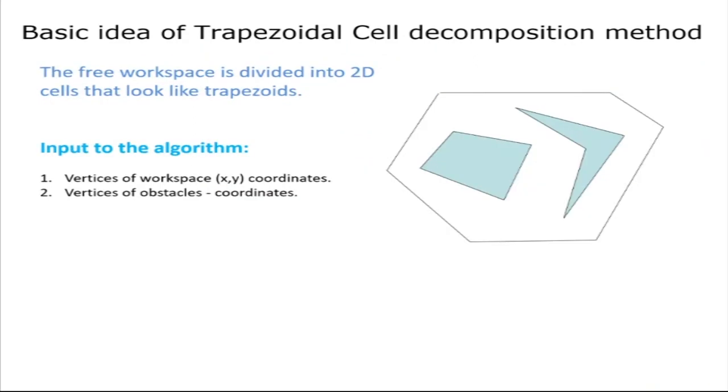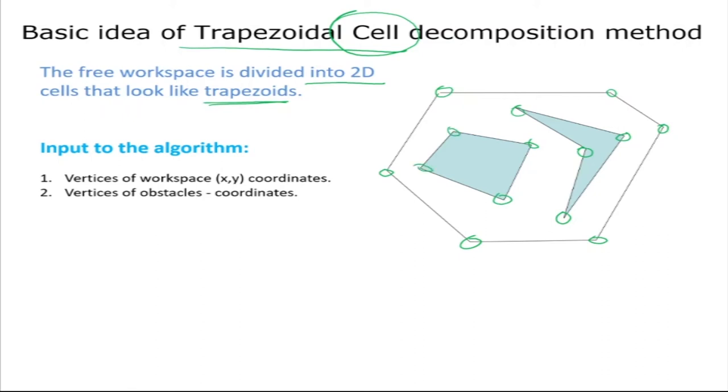Now the other method in cell decomposition is trapezoidal cell decomposition. In the case of trapezoidal cell decomposition, as the name indicates, and you would be guessing by now, we are going to divide it into a number of cells. Okay, so the free workspace is divided into 2D cells that look like trapezoids. And so the input to the algorithm is the vertices of workspace coordinates and vertices of obstacle coordinates. So this is my coordinates of the vertices of the workspace, and these are coordinates of the vertices of the object, right? So this is the input to the algorithm.